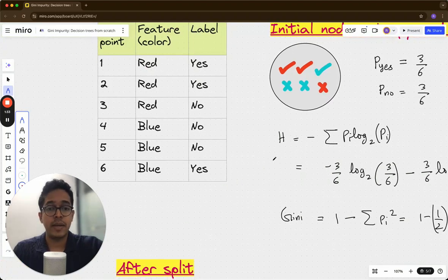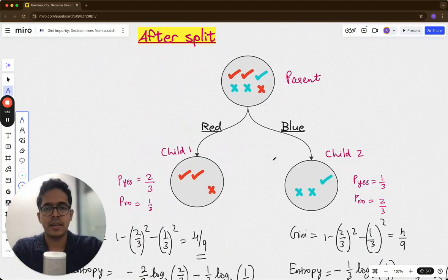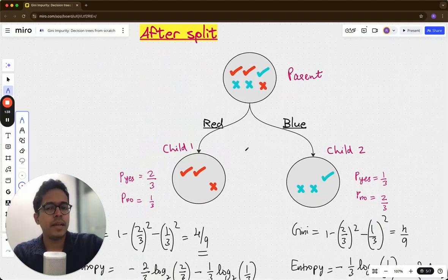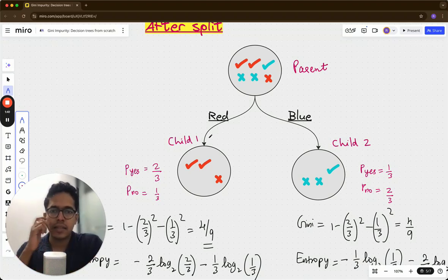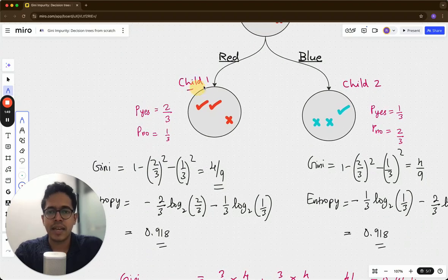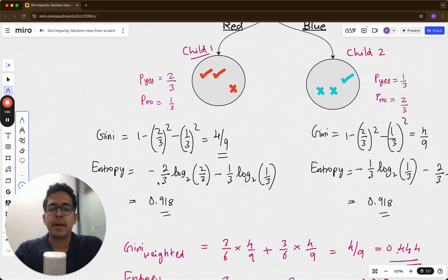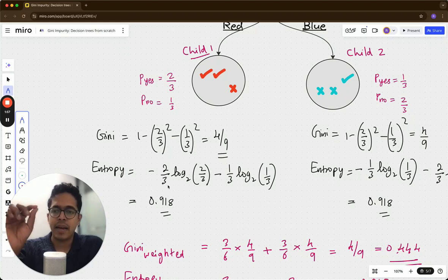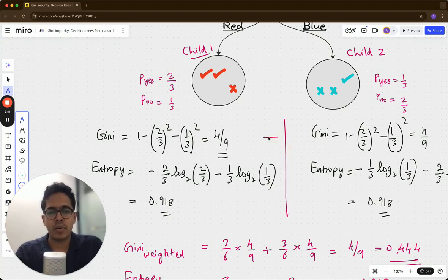Now let us come back to the splitting, which is the exact same step we did in the previous example. So after splitting based on color, the left-hand side branch has 3 red points, out of which 2 are yes and 1 is no. So probability P of yes is 2 by 3, P of no is 1 by 3. So for this child, Gini impurity, we already calculated earlier to be 4 by 9. But entropy would be minus sigma pi log to the base 2 of pi. So it will be 2 by 3 times log 2 of 2 by 3, minus 1 by 3 times log 2 of 1 by 3. So this you can calculate to be 0.918.